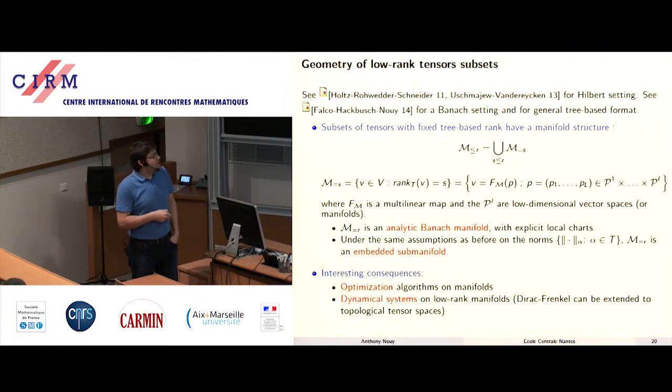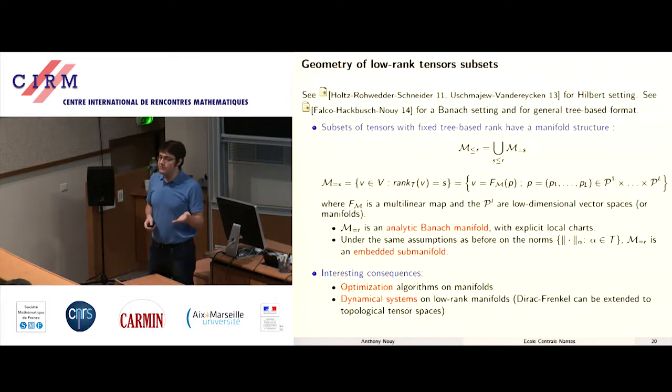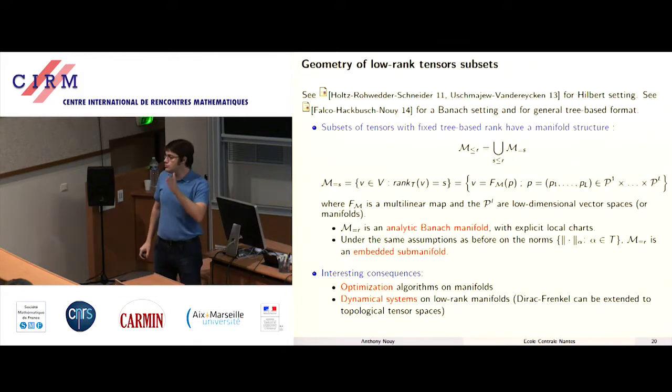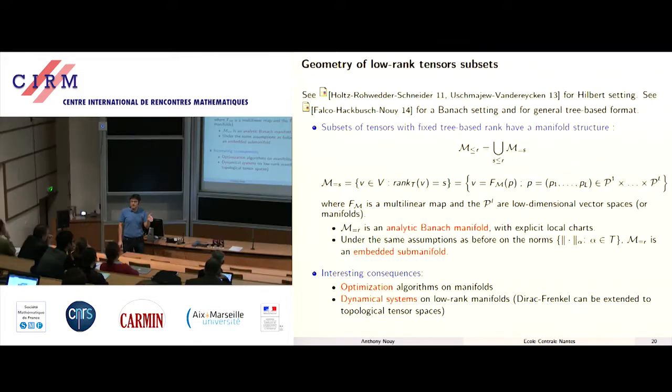And there are many interesting consequences. For example, you can devise optimization algorithms on these manifolds, even using the gradient of your functions, because you are able to compute the tangent space to this embedded submanifold. And also there are interesting applications for dynamical systems, where you are able to define a reduced dynamical system projected on these submanifolds. And it allows you, for example, to extend the notion of the Dirac-Frenkel theory to this tensor framework.